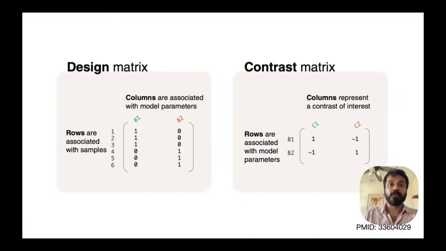That's kind of like doing control minus treatment. Conversely, if you wanted to do treatment minus control, you just change the signs. So you can have a second contrast, C2. You can have as many contrasts as you like. So what does C2 mean? We take B1, multiply it by minus 1, and add it to B2 multiplied by 1. That works out to B2 minus B1, or in our example, treatment minus control.